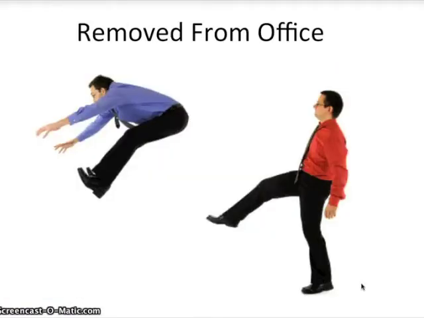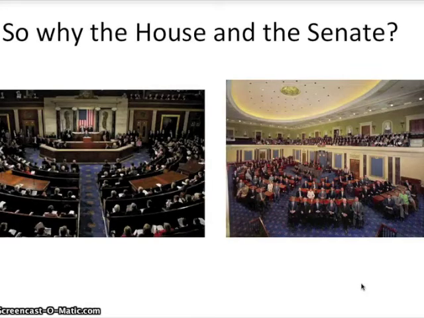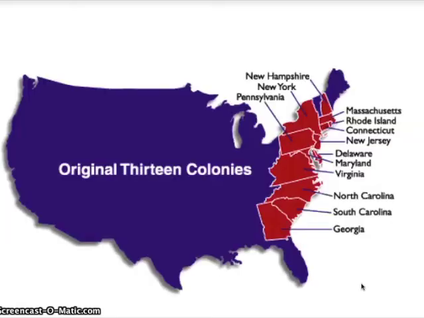So why do we have 2 different groups make the laws instead of 1? It would probably be easier to get bills passed into laws with only 1 of them, but the 2 organizations were a compromise for the original big states who wanted representatives chosen by their population size, like the House of Representatives, and the small states who wanted all states to have equal say, like the Senate.